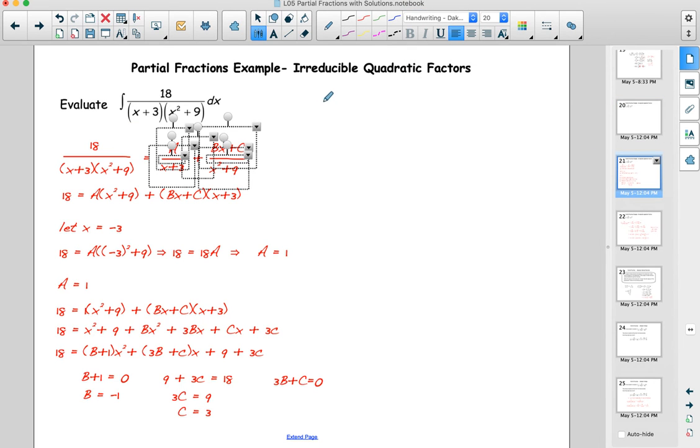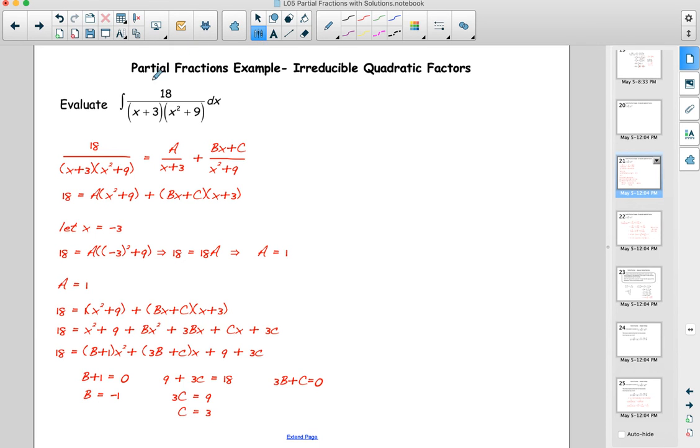All right, so taking this one up, finding our constants. So I'm going to have 18 over x plus 3 times x squared plus 9. The linear factor has just a constant over it, a over x plus 3. The irreducible quadratic is going to have a linear over it, so it's going to be bx plus c over x squared plus 9. And again, I said if you had an irreducible cubic, then it would be dx squared plus ex plus f. You can step these up to any level of complexity. Hope they're not too complex when you get into university.